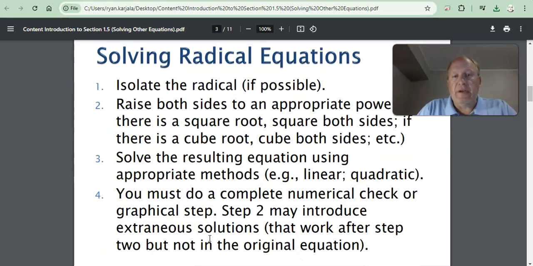So, solving radical equations, here's your process. You're going to want to isolate the radical. You're going to raise both sides to the appropriate power. If it was a square root, you're going to square both sides. If it's a cube root, you're going to cube both sides. Solve the resulting equation, using the appropriate method. And for these problems, you have to check your answer.